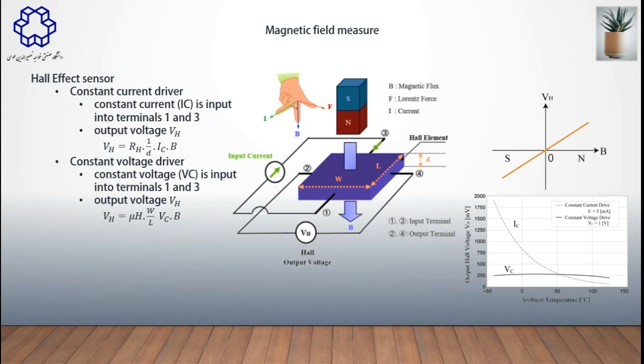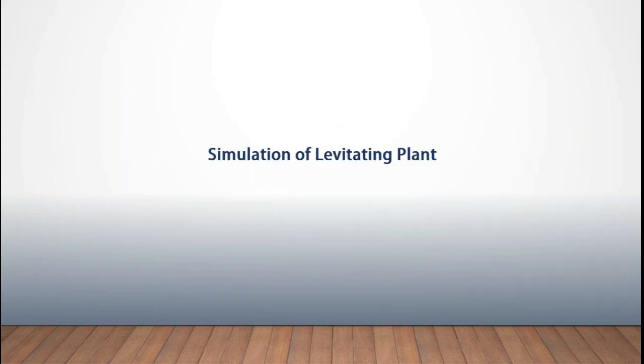With constant current, the output voltage changes with change of ambient temperature, and we can use this sensor as a temperature sensor. But in voltage constant driver mode, it produces a constant output despite change of temperature.